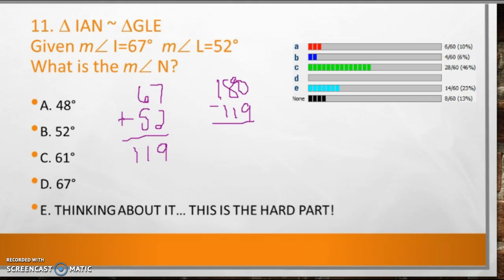Hey, how did you guys know to use 180? I'm seeing great answers in the chat box. Where did you guys get the 180 from? Because you know that these angles equal 180, and you use the formula that is given. Yeah, anytime you have triangles, they always add up to 180. So yeah, you can just add them up and subtract from 180. Awesome. Good job.